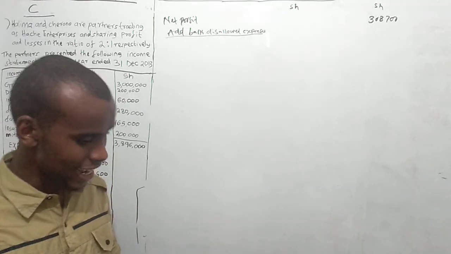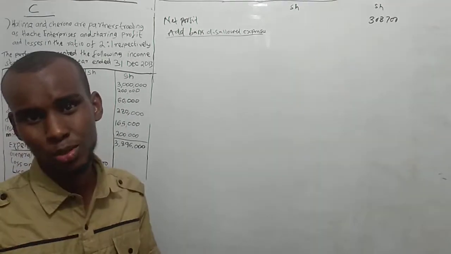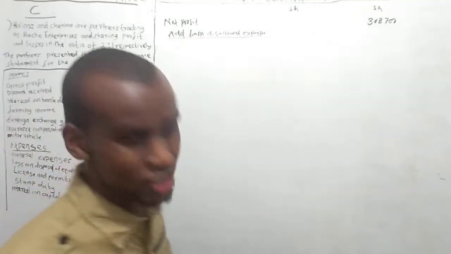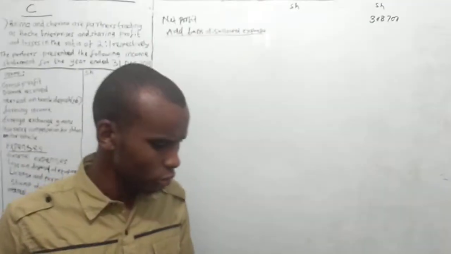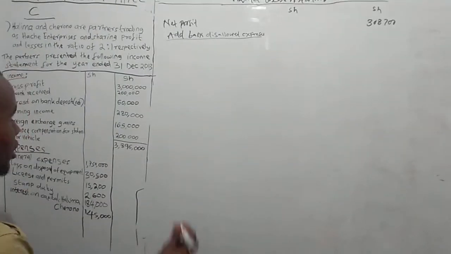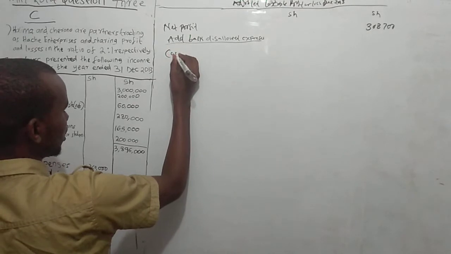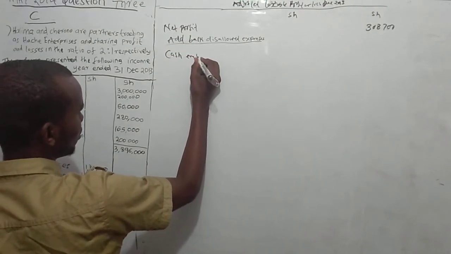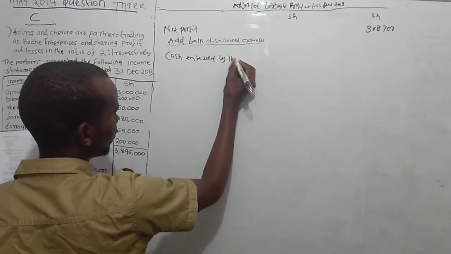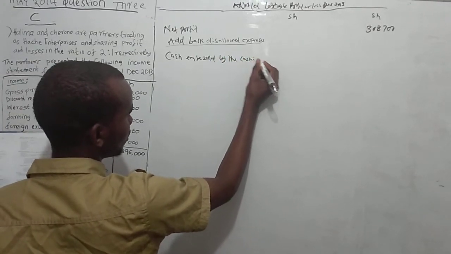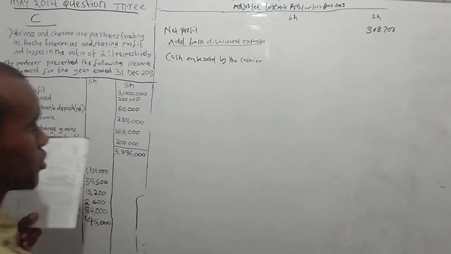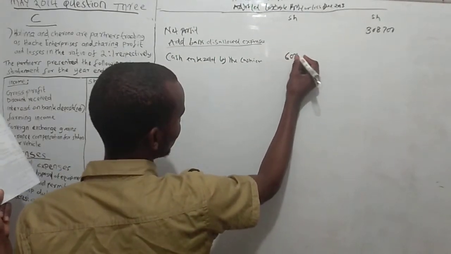The first one is cash embezzled. That is a disallowed expense because that's an embezzlement, it's a fraud, so it's not allowed. So that's not going to add to our profit. So we are going to start with the cash embezzled by the cashier. The cash embezzled by the cashier, the amount is 600,000.